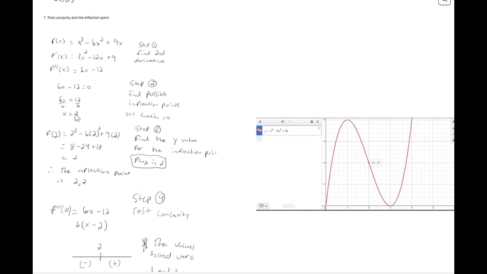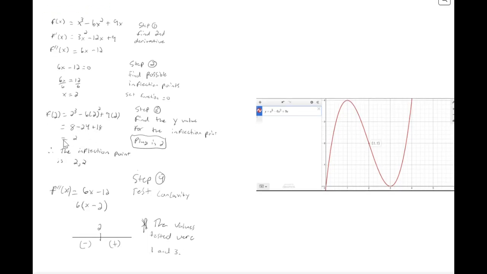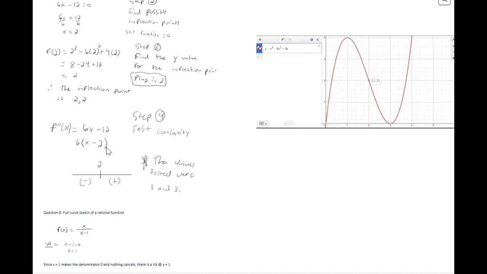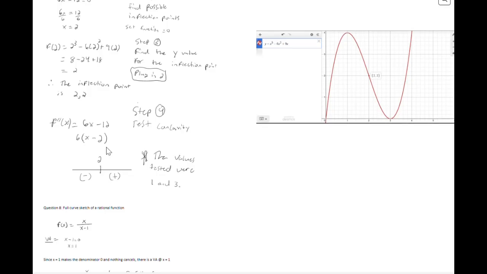Now that we have x equals 2, let's plug it back into the original equation to find the y value for the inflection point. After doing that, we find our y value, which is 2. So the inflection point is (2, 2). Now that we have our inflection point, let's plug in and test for concavity.